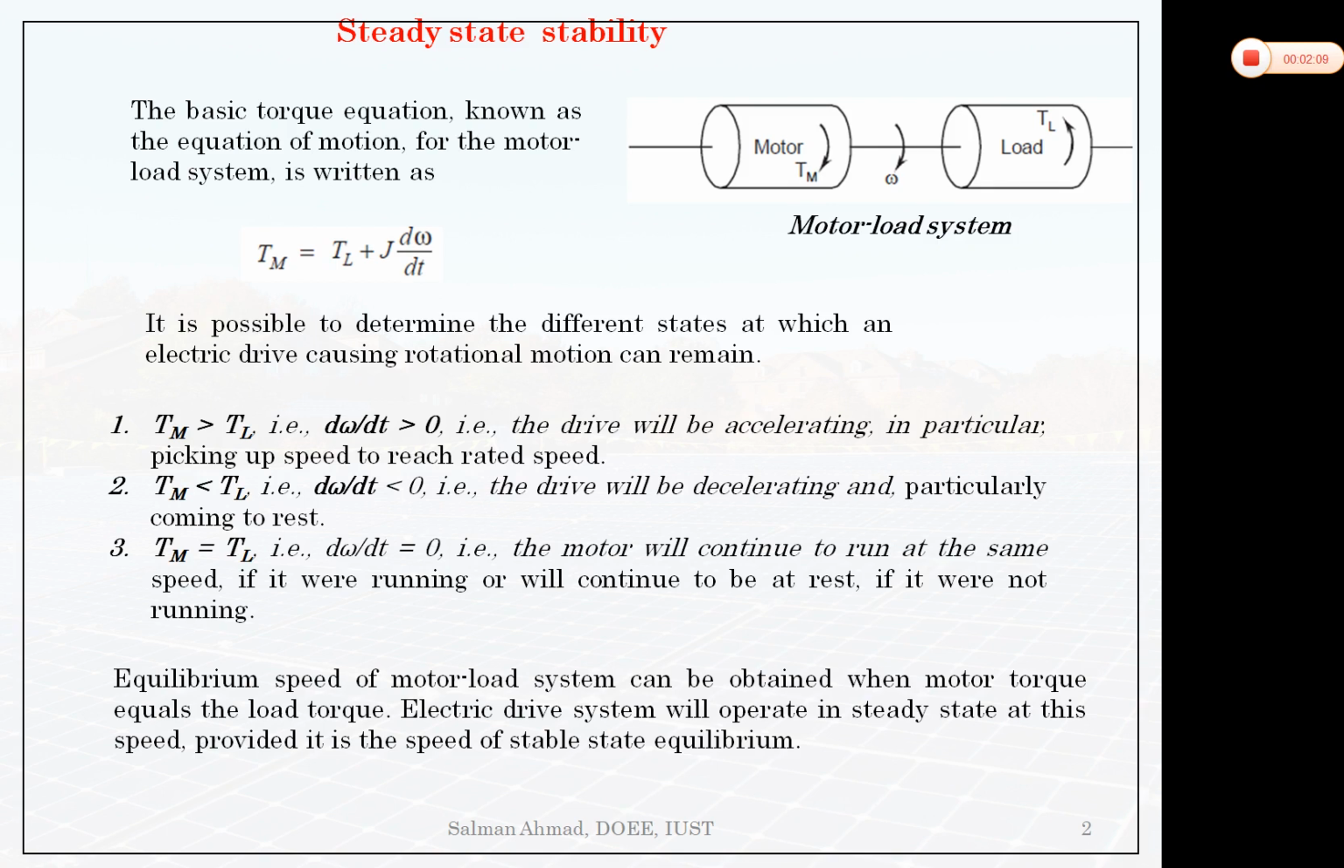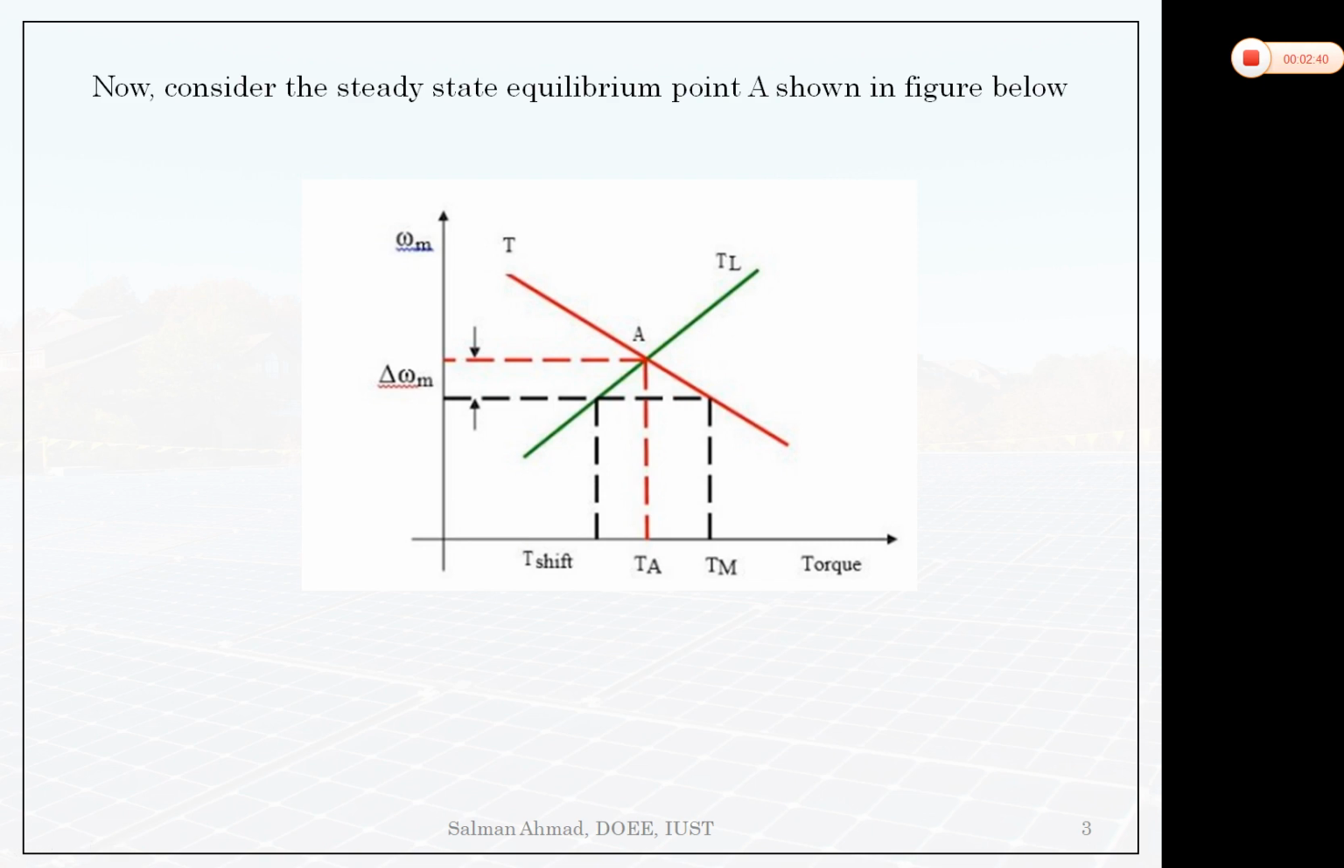For example, if it was running at 100 rpm, when Tm becomes equal to TL, then it will continue to run at 100 rpm. If it was at rest, then it will stay at rest, because Tm is equal to TL, there is no accelerating force, so the drive will not start. So the equilibrium speed is a very important speed, because the drive is normally supposed to run at that speed. For that equilibrium point, we have to check whether it is stable or not. Any drive system must be checked for stability at its equilibrium point.